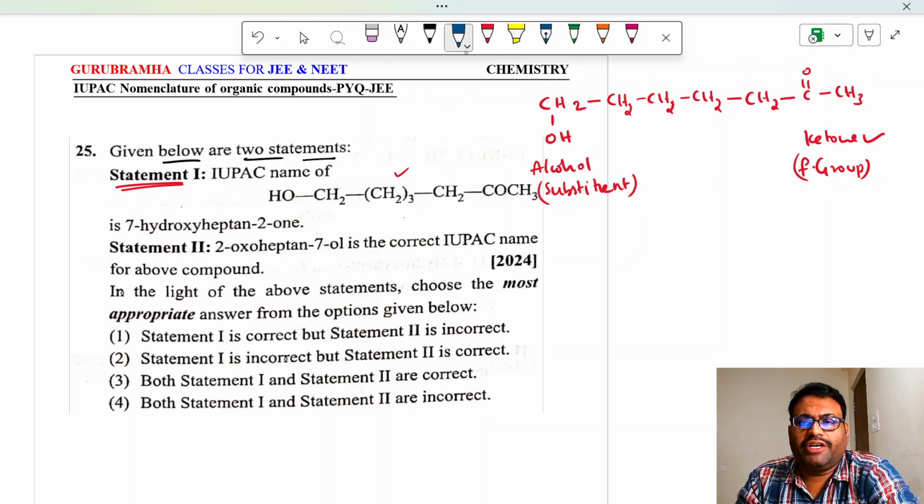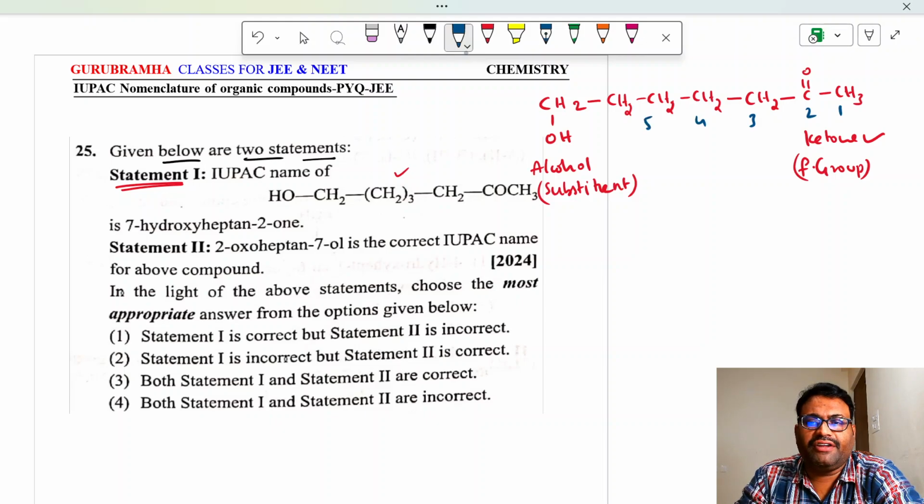Now coming to numbering, from where do you number? We have to see that the functional group gets the least number. So when the functional group gets the least number, the numbering will be from here: 1, 2, 3, 4, 5, 6, 7. Okay. So what will be the name of this? Now this is a substituent. So 7 hydroxy.